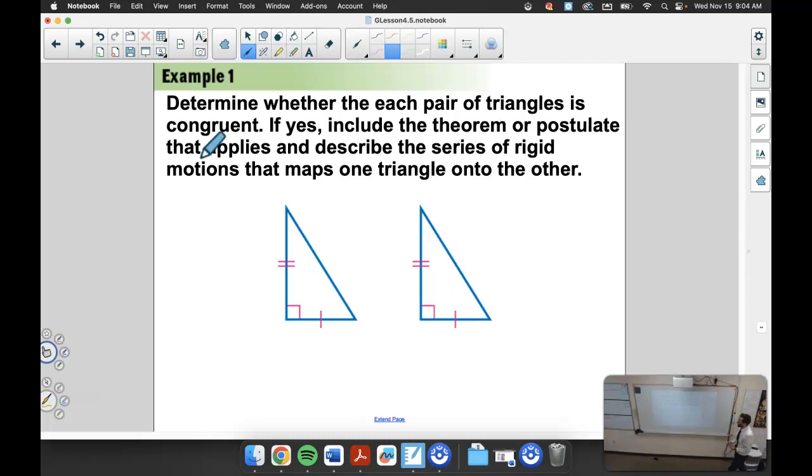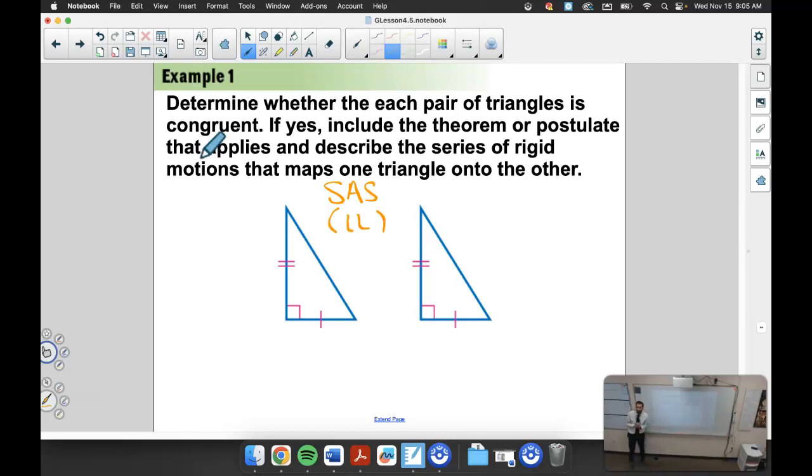Alright, so back to your notes. In these situations, remember with me, you can be aware of either those four: HL, HA, LA, or LL. If you want to use those, I'm okay in this situation. Again, what it's asking you is to determine whether these are congruent. If yes, so they are congruent, we would say that yes, they are. What theorem or postulate applies? You could say side angle side, or you could say LL.